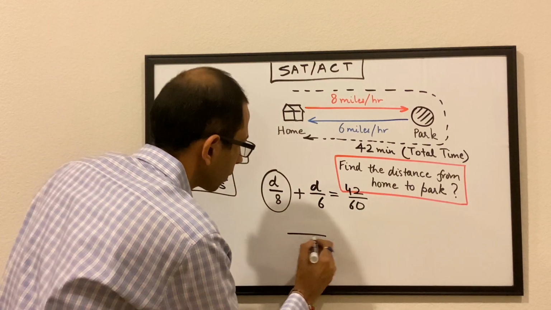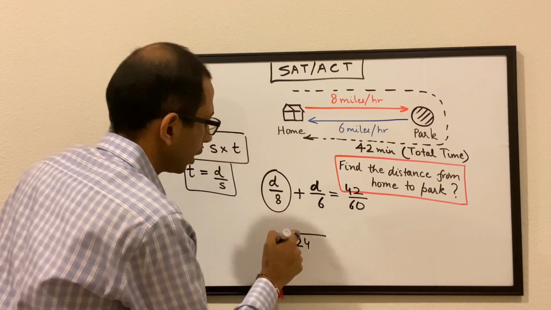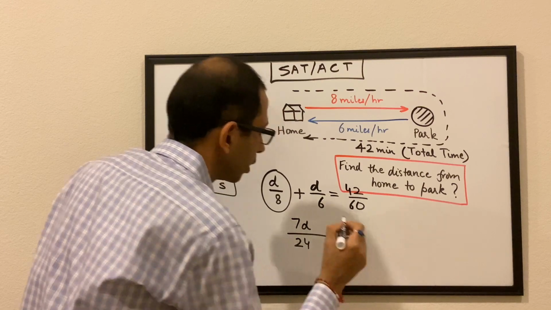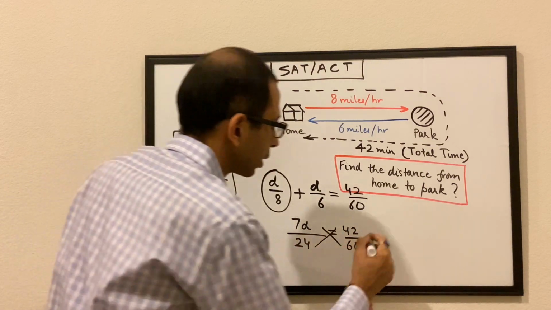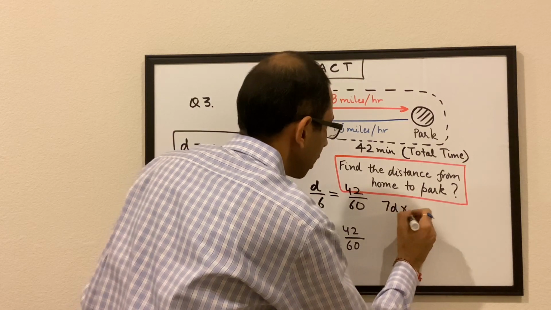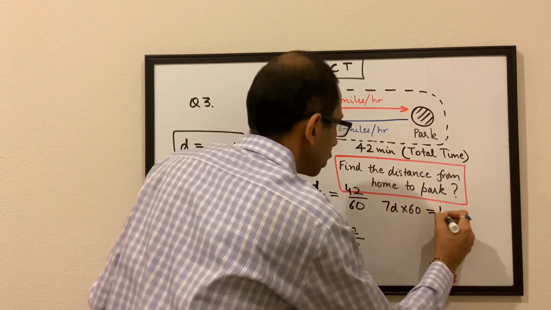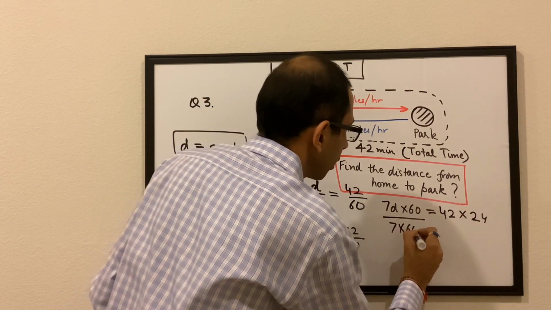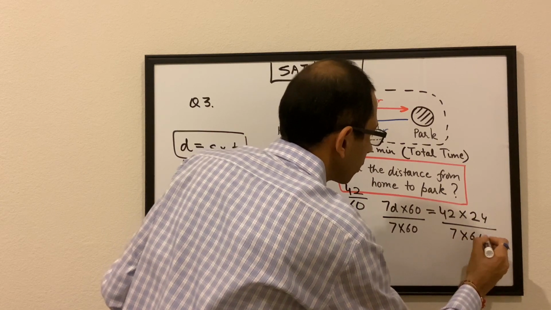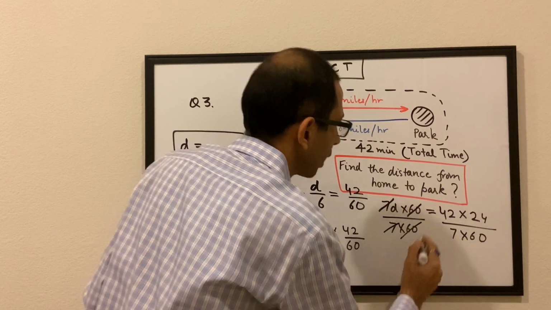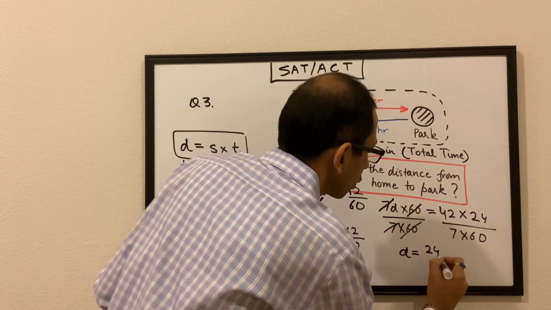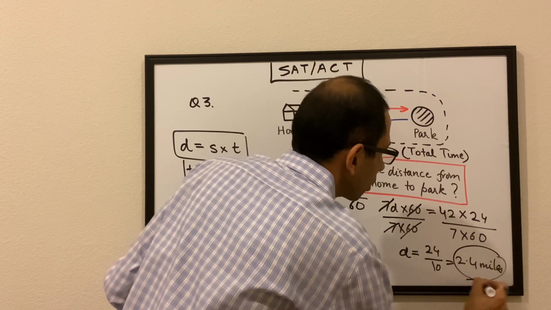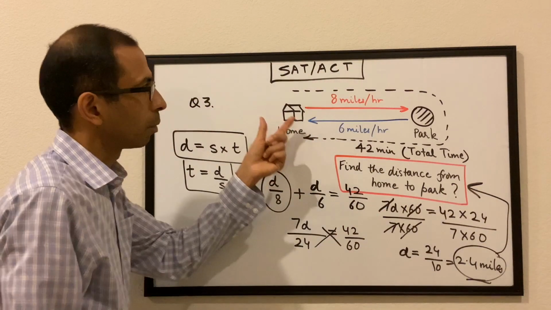So let's do that. The common denominator would be 24. 3d plus 4d would be 7d is equal to 42 over 60, right? We can cross multiply. So we get 7d times 60 is equal to 42 times 24. We divide by 7 times 60 here, and we get the value of d as 24 over 10, or 2.4 miles. So that is the distance from home to park.